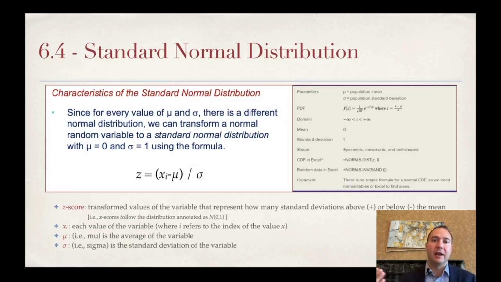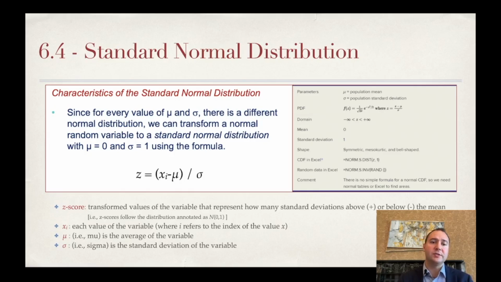All right, so what is a standard normal distribution? If all of these many different random continuous variables can follow a normal distribution, well, if we know the mean and the standard deviation, we can adjust this to create a z-score, as we showed in a previous video. Since for every value of mu and sigma, there's a different normal distribution, we can transform a normal random variable to a standard normal distribution with mu equals 0 and sigma equals 1 using the formula: for every value that we have, xi, minus the average, over the standard deviation. That's how we get a z-score.